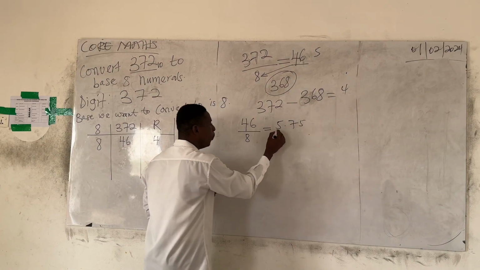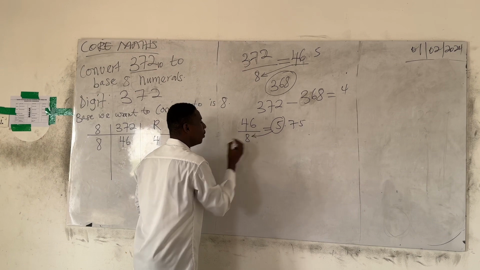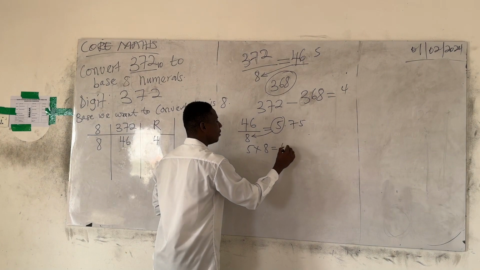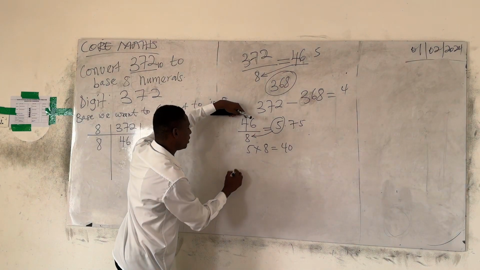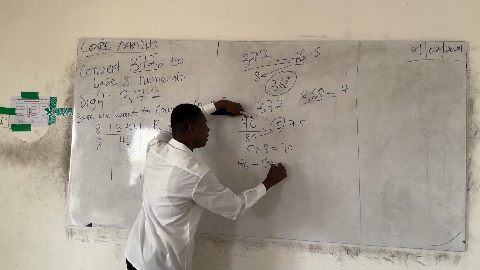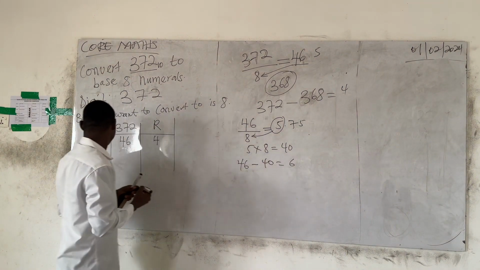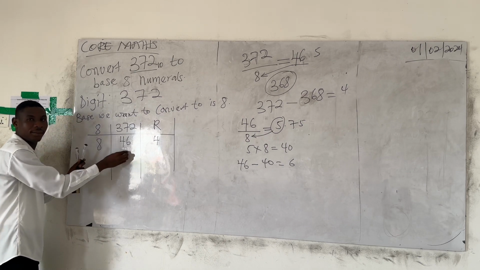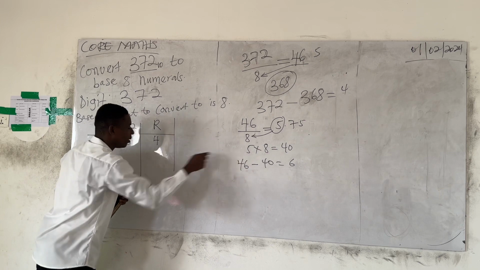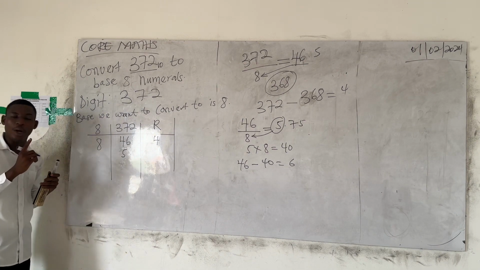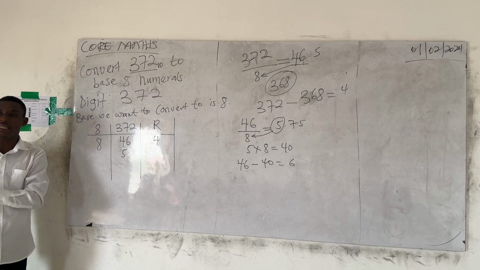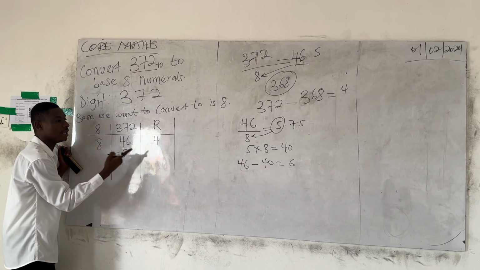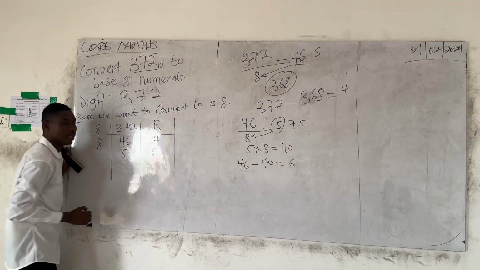5.75. So you pick the whole part and then you multiply it by your base. If you multiply 5 by 8, what is the result? 40. But what do we have here? 46. So your 46 minus 40 will give you what? 6. So this is telling us that if we have 46 items and 8 people are going to share them, each person is supposed to get what? 5. So if each person is going to get 5 and there are 8, it means 40 has been taken out. And the total items that you are sharing is what? 46. So it's left with what? 6. You put the 6.